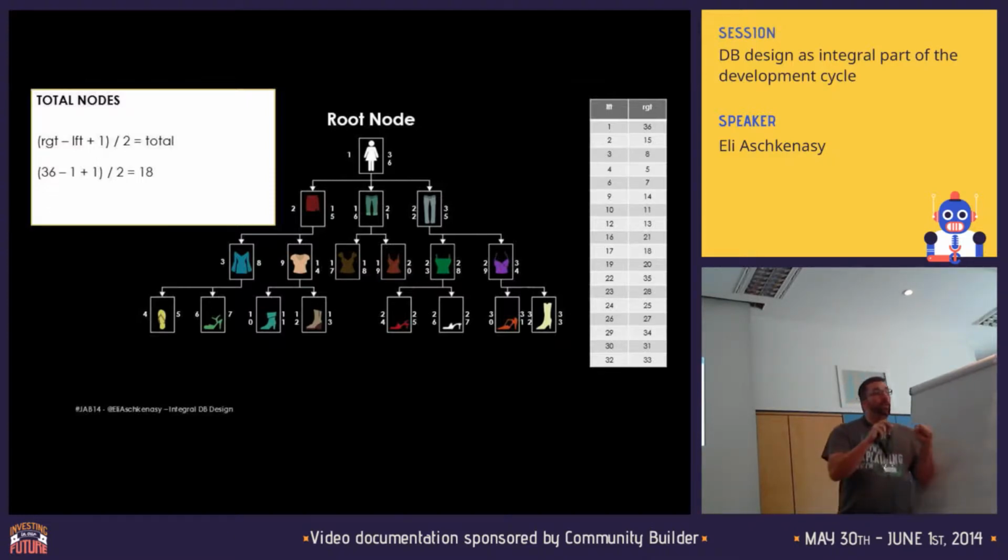As an example, if you want to know how many categories your tree has, it's a very, very simple formula. All that you do is you take the 2 values of the root node, so it's the right minus left, and then if you have 1 as your left value, you add 1 minus 1, or just very simple, and then divide by 2. And you have the total value of all your nodes.